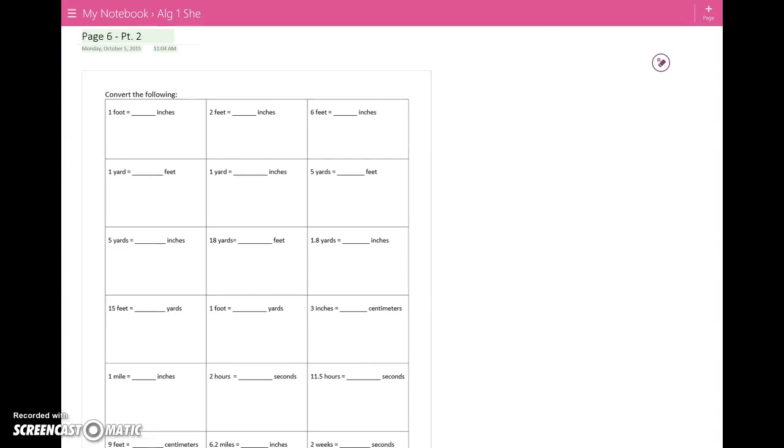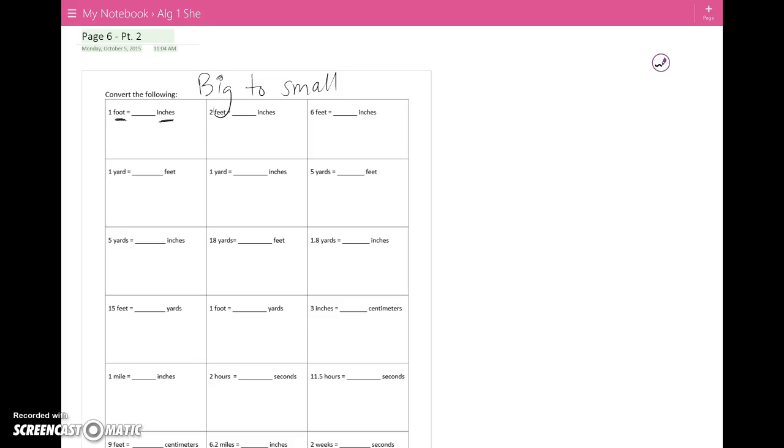Hey everybody, in Algebra, this is Mr. Osborne. We are going to go over converting different types of measurements. So if you look here in this first problem, we're going to be converting a bigger measurement to a smaller measurement, from feet to inches. So that means we're going to go from big to small.